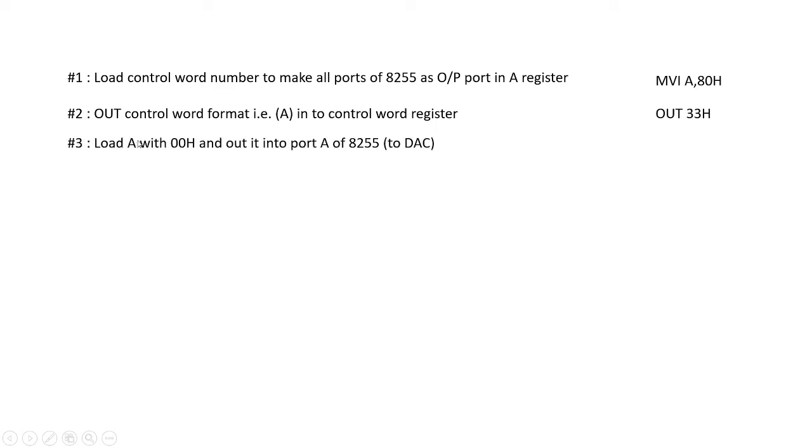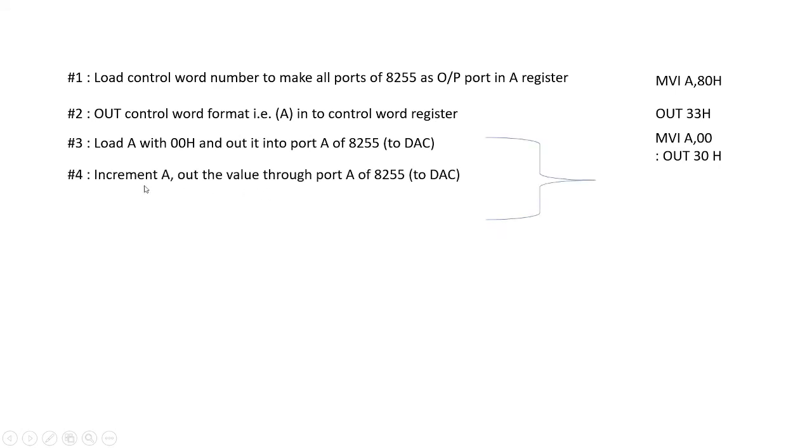Next step is load accumulator with 00H and out it into port A of 8255. Port A is having address 30H. So first of all, we need to load accumulator with 00. How we can do that? MVI A, 00. Then we need to out this value into port A by means of this instruction, OUT 30H.